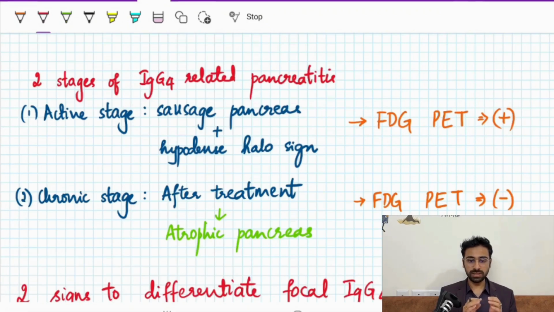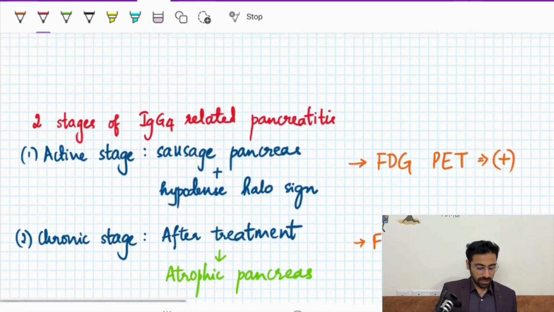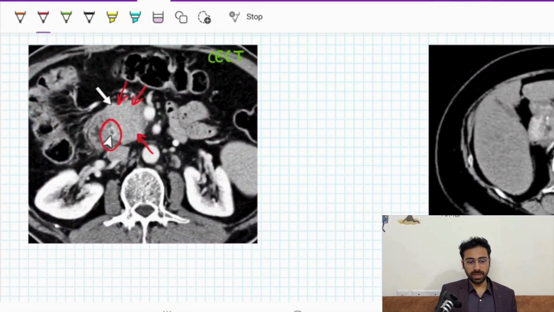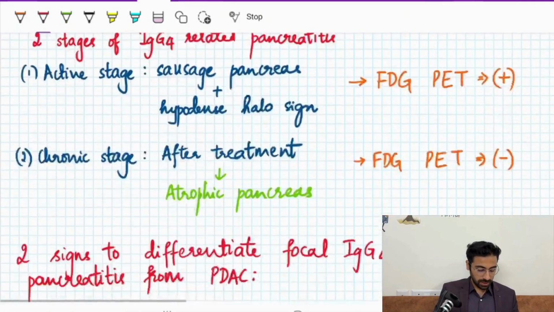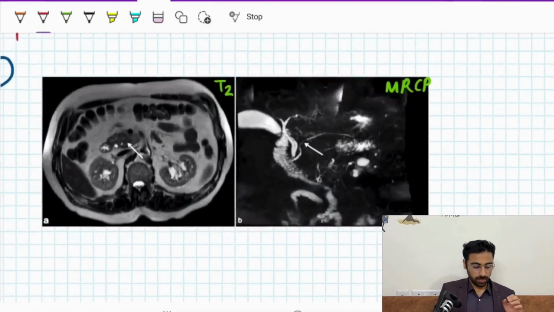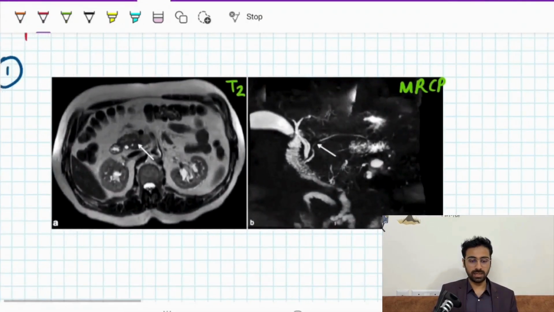Now, when I was teaching this to my residents, they asked me a very important question: sir, this focal autoimmune pancreatitis looks almost like PDAC, meaning pancreatic ductal adenocarcinoma. How do we differentiate it? So there are two important signs that help us to differentiate focal autoimmune pancreatitis from pancreatic ductal adenocarcinoma.